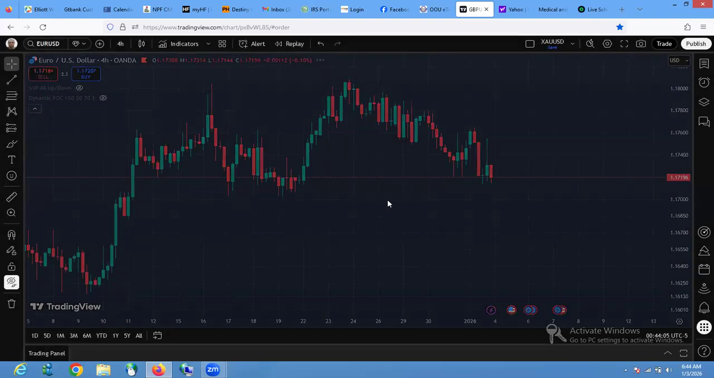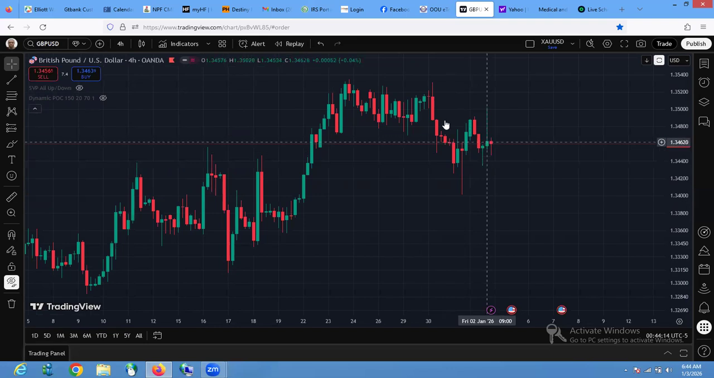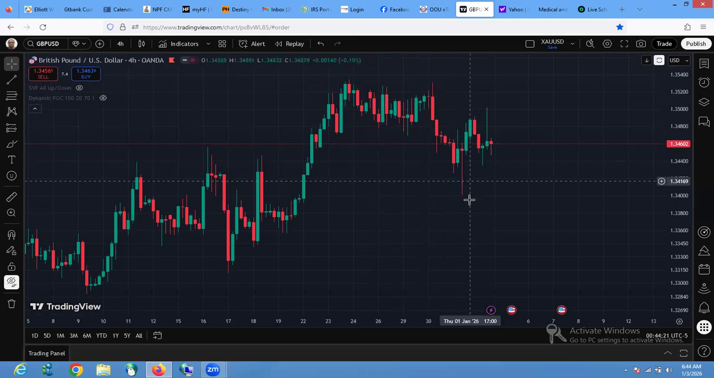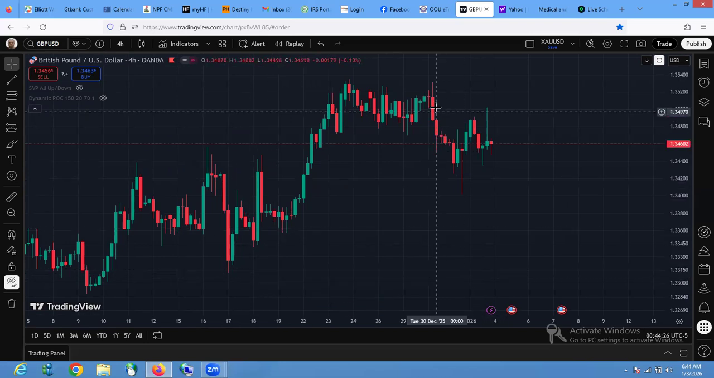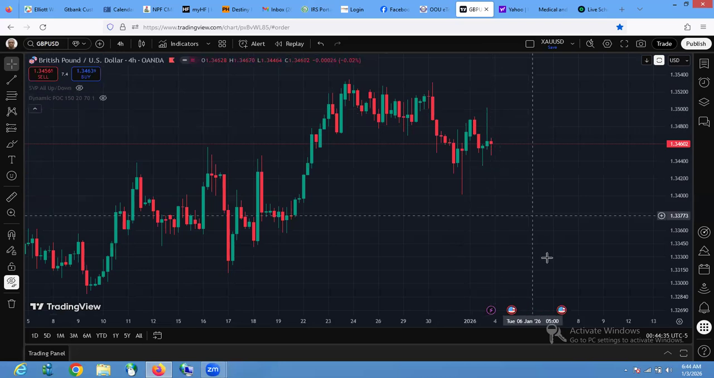It's also the same. You can see rejections and all of that. These may now be an ABC or a WXY of the first move. We may be wanting to break this low here. So if that is the case, this may be an A wave, B wave, and C wave may be going up, then for us to come down.